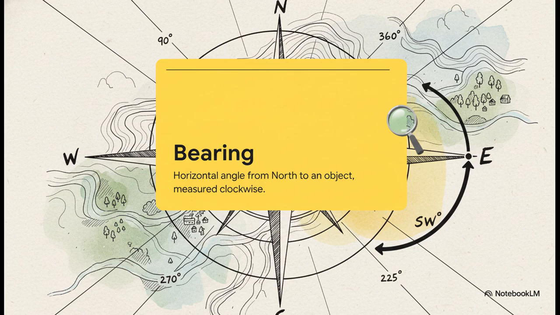By definition, a bearing is the horizontal angle between north and the line connecting you to your target. And crucially, it is always measured in a clockwise direction. So instead of a vague east, you are moving at exactly 90 degrees. Instead of kinda southwest, you are locked in at exactly 225 degrees.